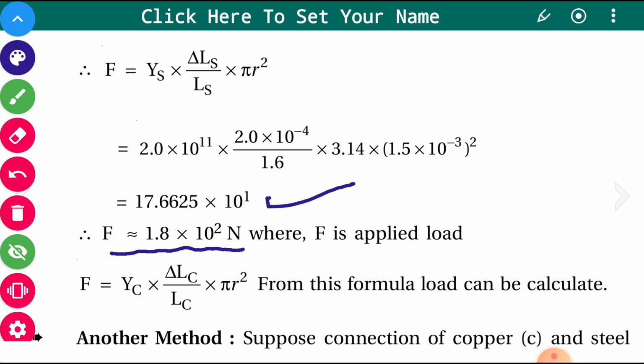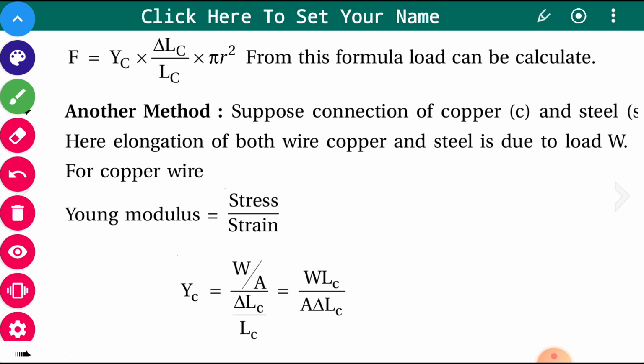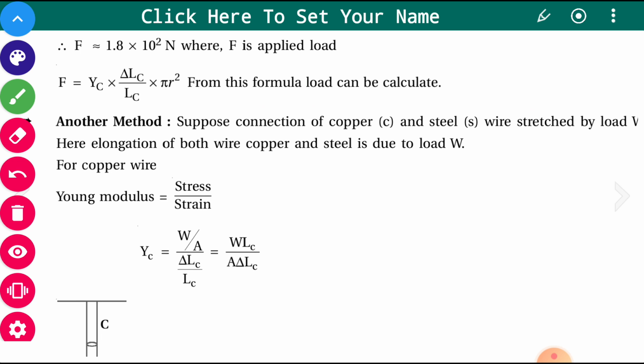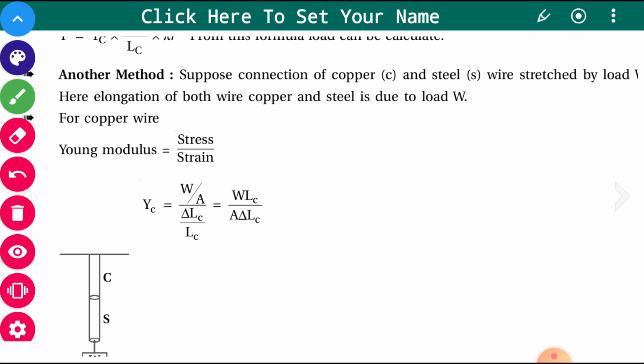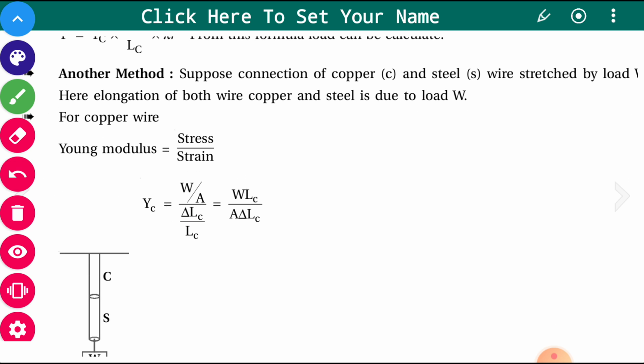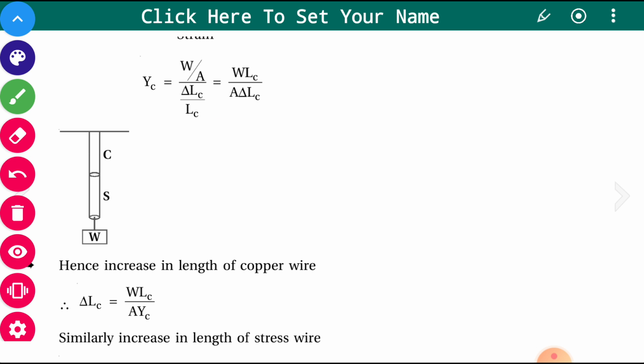Now you can use the data of the copper wire. From this formula load can be calculated. Another method is also there. Suppose the connection of copper and steel wire is stretched by the load W. Elongation of both wires, that is copper and steel, will be because of this weight. So this way also you can understand that the copper wire and the steel wire are attached and the load is attached at the free end.